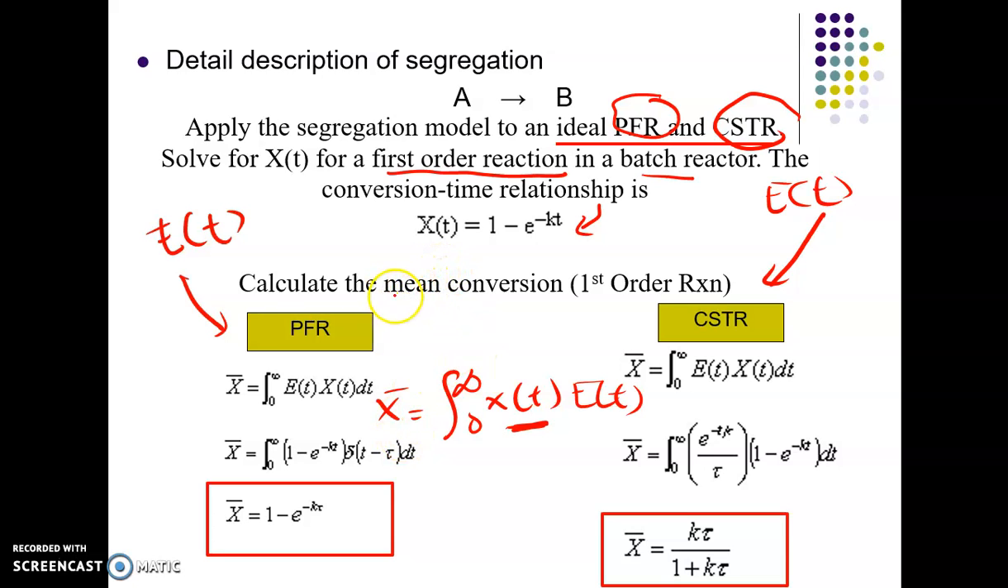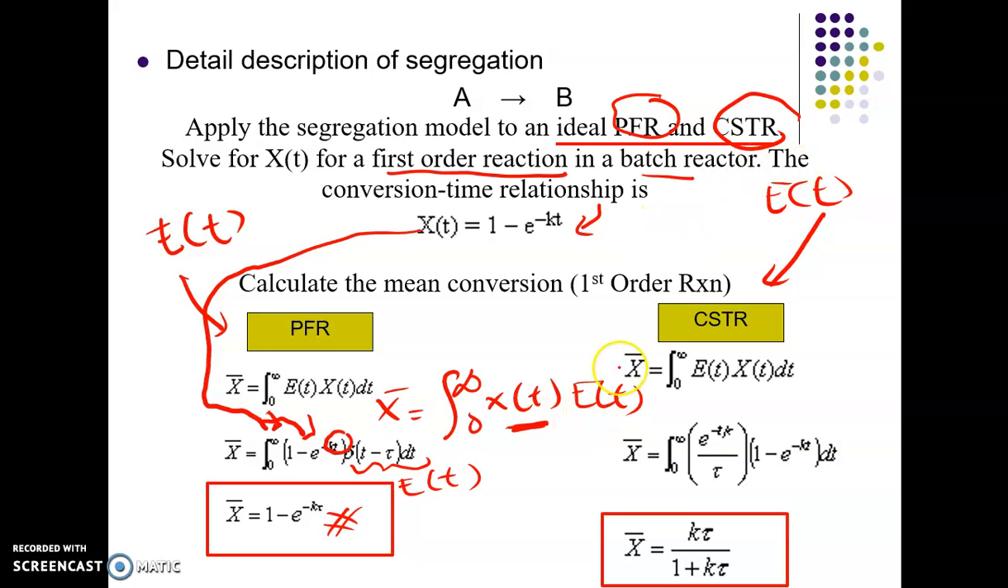But here, for the segregation model, we will follow this, but instead of t, you're going to use your tau. So you will insert your formula in this part. And then this part is actually your ET for your ideal PFR. So in the end, you will find that your x bar for PFR would be this formula: exponential minus k tau, right?